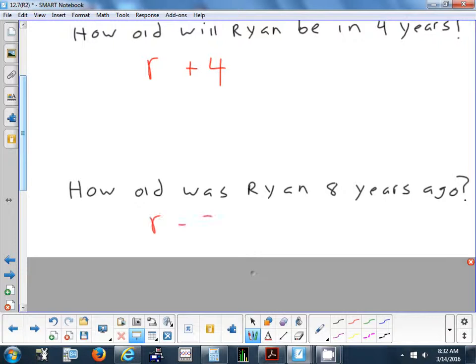Perfect. R minus 8. So, if we have years ago, what are we going to do? Someone tell me, raise your hand. Anybody? Kevin. Years ago, you're going to subtract. However many years ago it says, you're going to take the variable and subtract.